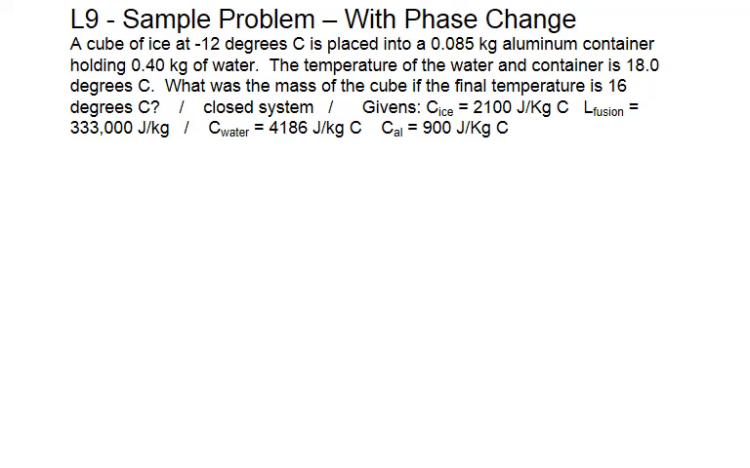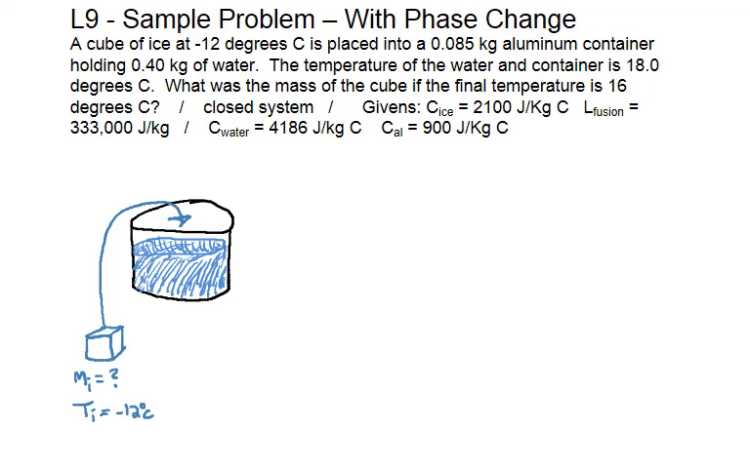All right, so now we're ready to bring this all together, and we're going to take a look at a situation where we have a phase change within a calorimeter situation. So in this case here, we have an ice cube that's at negative 12 degrees Celsius, and we're going to place that into some water. The water's at 18 degrees Celsius.